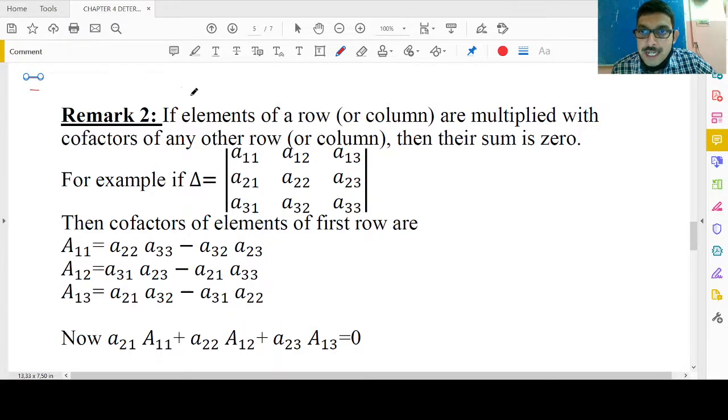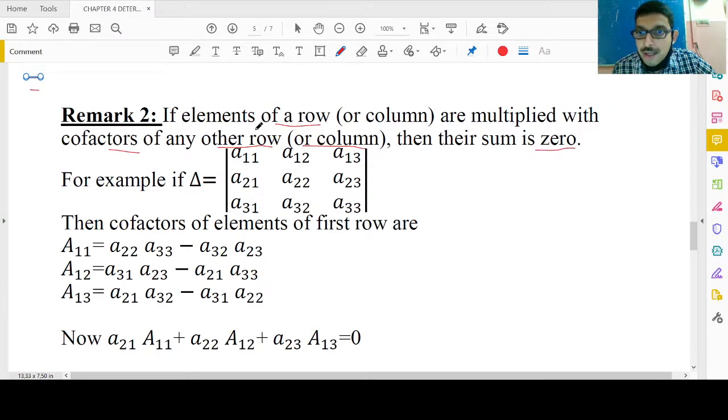Suppose the elements of a row or column are multiplied with the cofactors of any other row or column. So instead of their corresponding cofactors, if the elements of a row are multiplied with the cofactors of any other row, then their sum is 0.